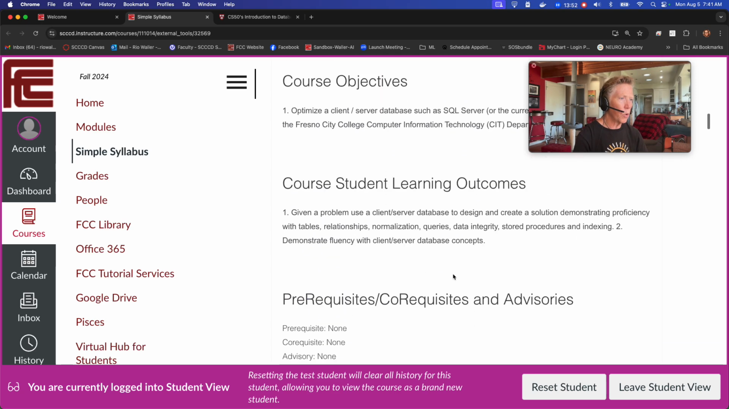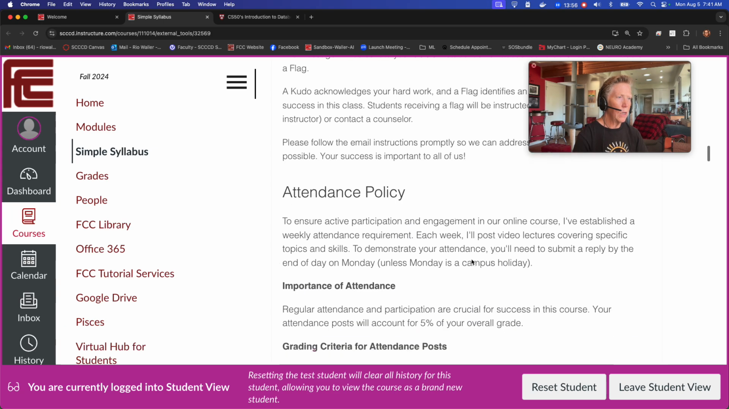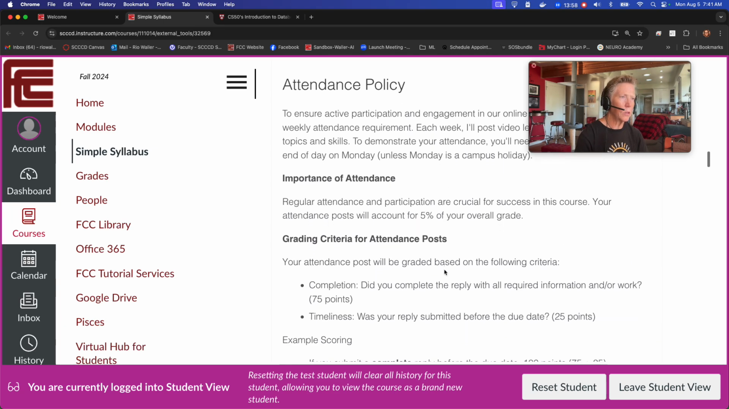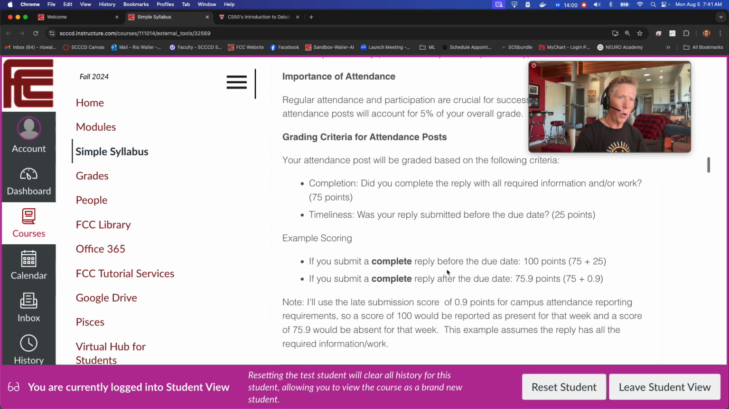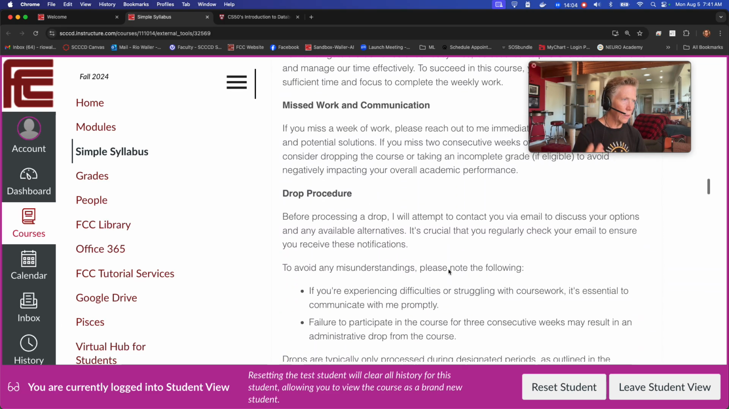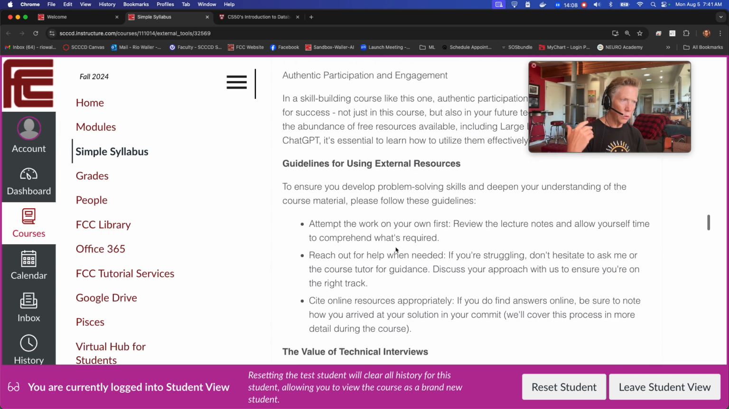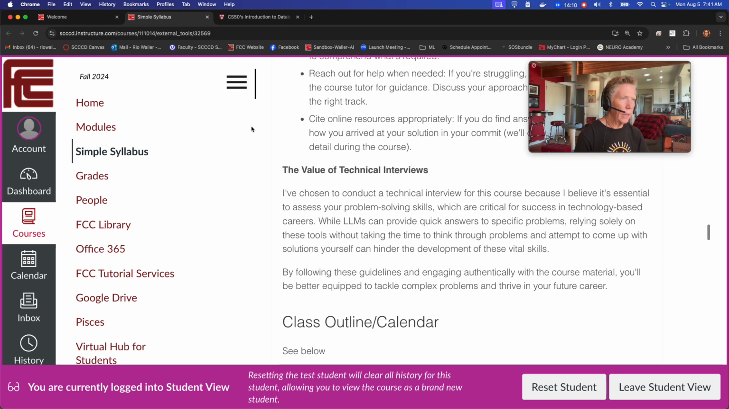So go through the course description. There's no prerequisite. This talks about the open courseware. I do talk about the attendance policy, because you have a part of your class that's attendance, which is a little bit of work, and I talk about missing work and the dates that are important. So look through all this. And the value of technical interviews is what I talked about before.